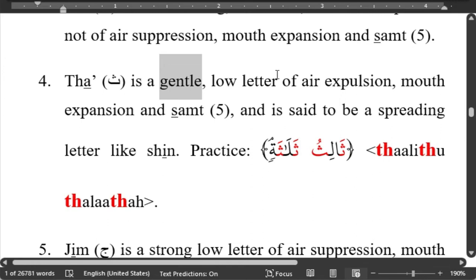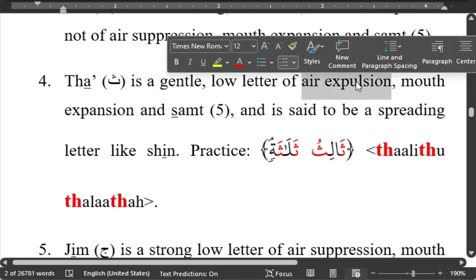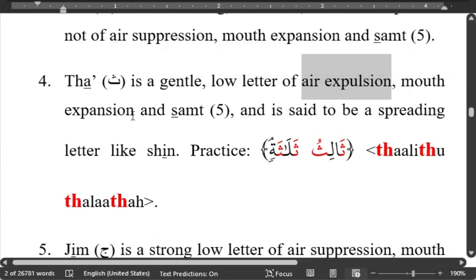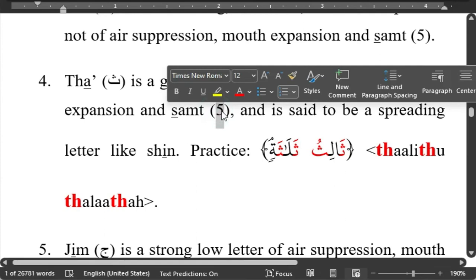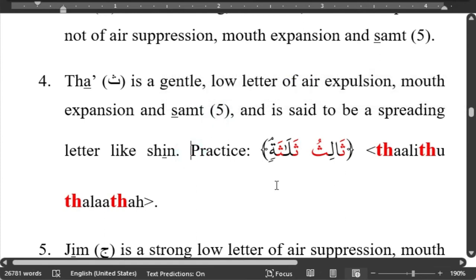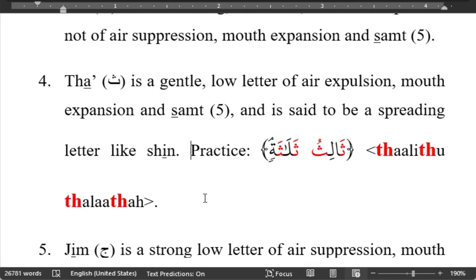Tha releases the air, air expulsion. A gentle low letter of air expulsion. Tha, mouth expansion, and samt. And is said to be a spreading letter like Shin. If we count that, then it will have 6 attributes. If we don't count that, then it'll have 5 attributes. Practice the saying of Allah, thalithu thalatha. There are 4 thas there. Thalithu thalatha.